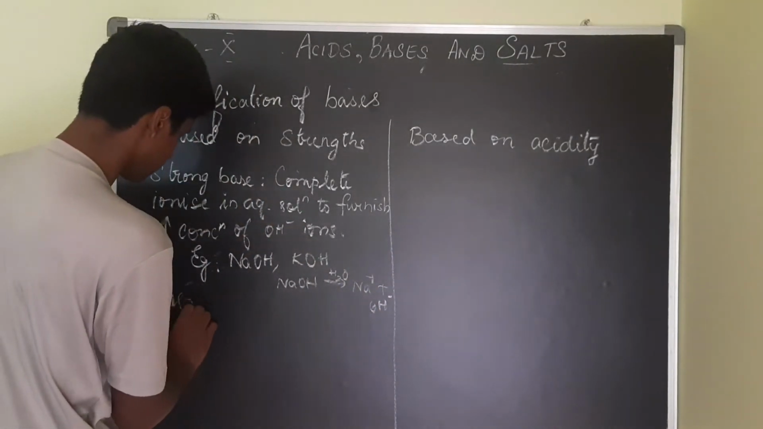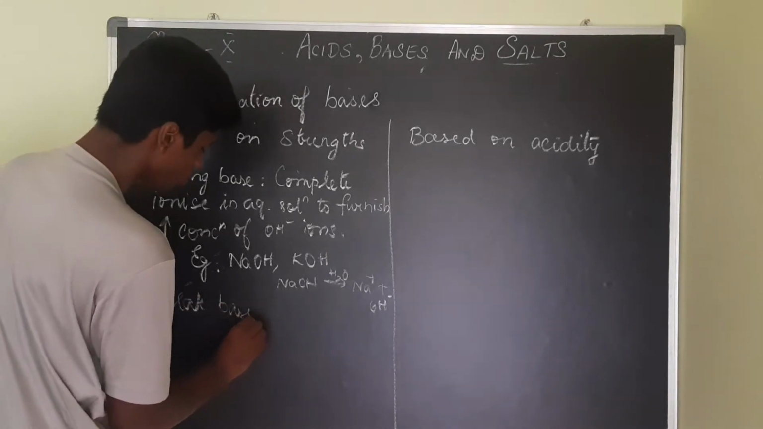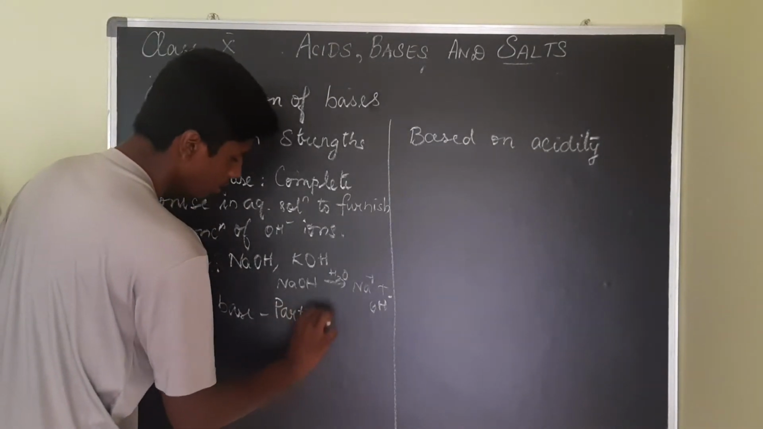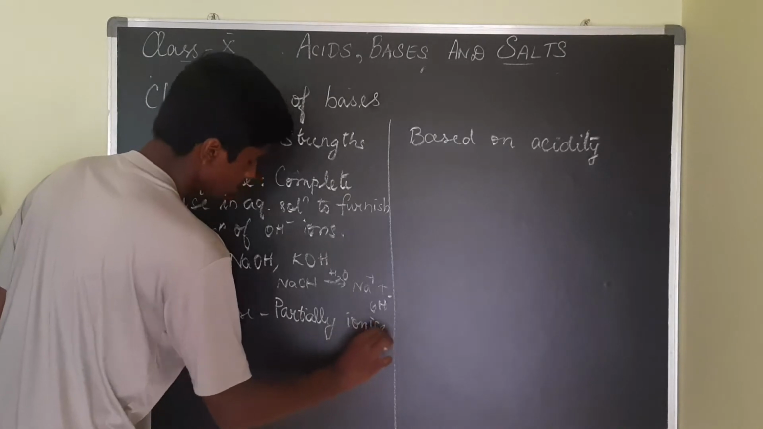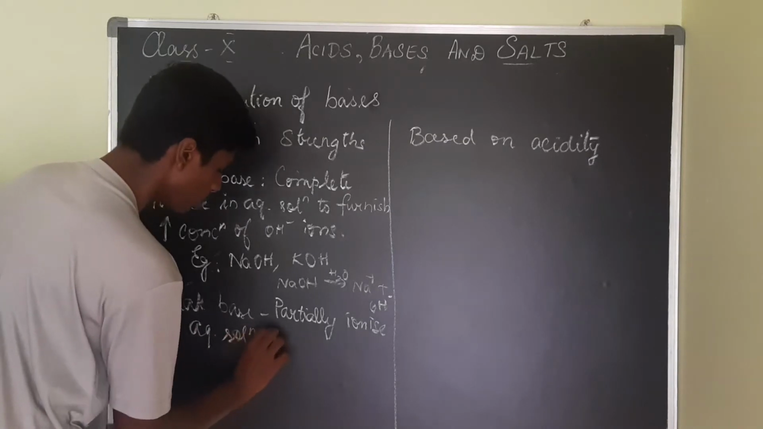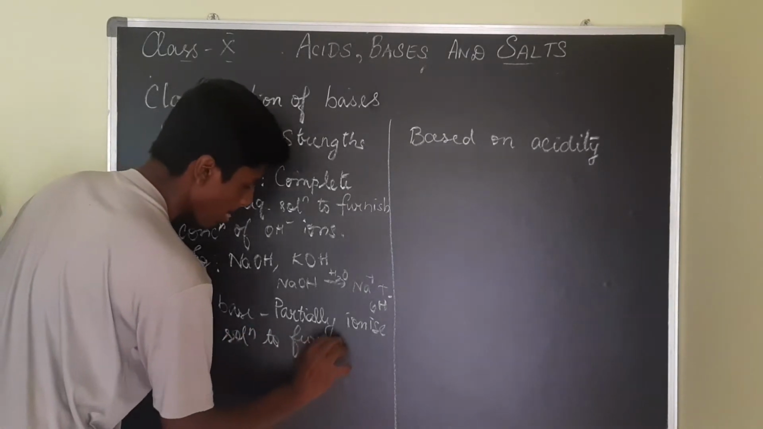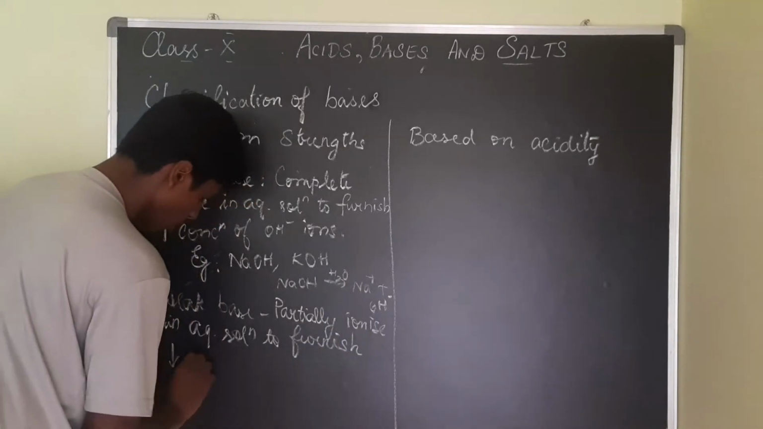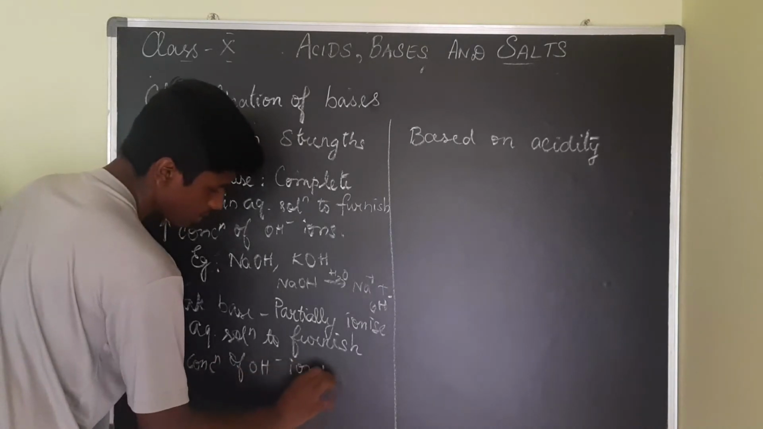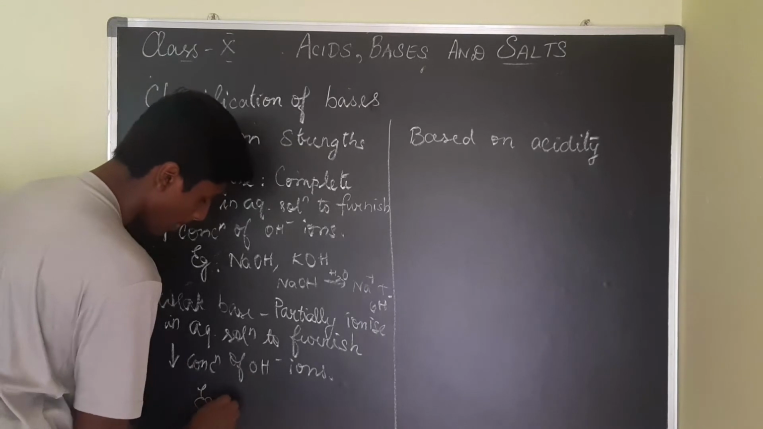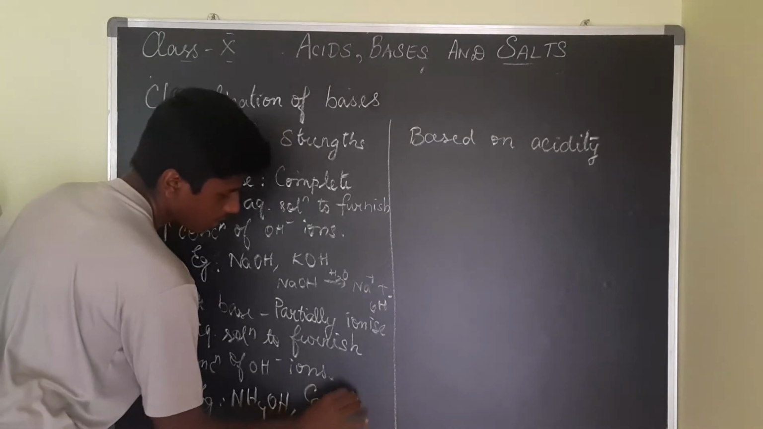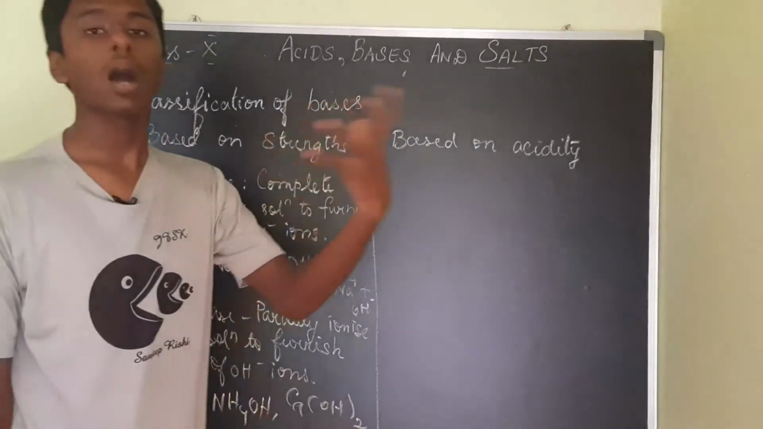Next, it is weak base. Weak bases are those bases which partially ionize in aqueous solution to furnish a low concentration of OH minus ions. For example, NH4OH, ammonium hydroxide, and calcium hydroxide. So these are those which partially ionize.